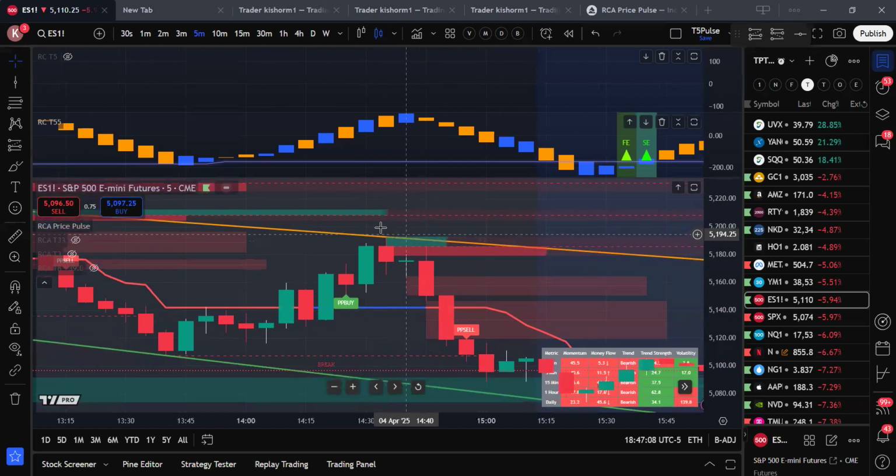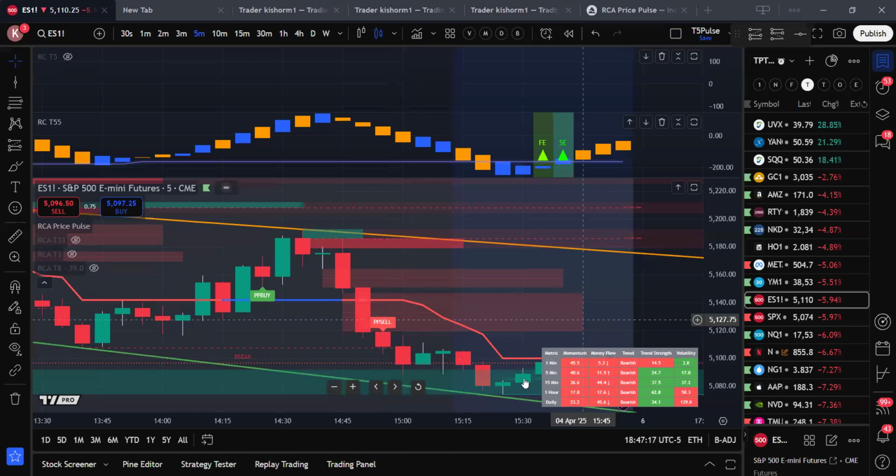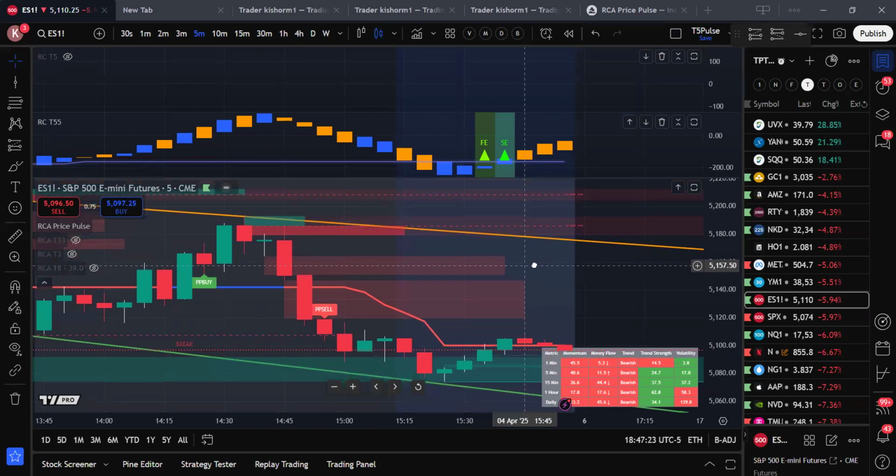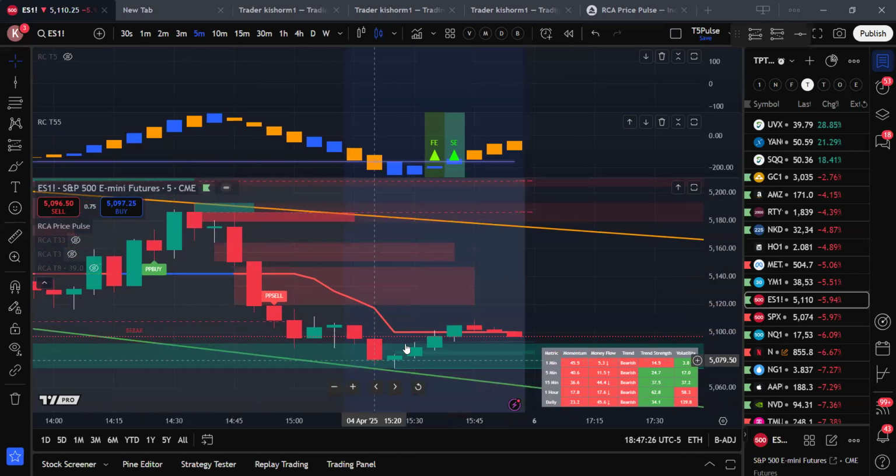So this auto trend line will help you to exit your long position at the right time. Or if you're not in a long position and you know the trend is bearish, you can enter short trades at the right time and make nice profits.